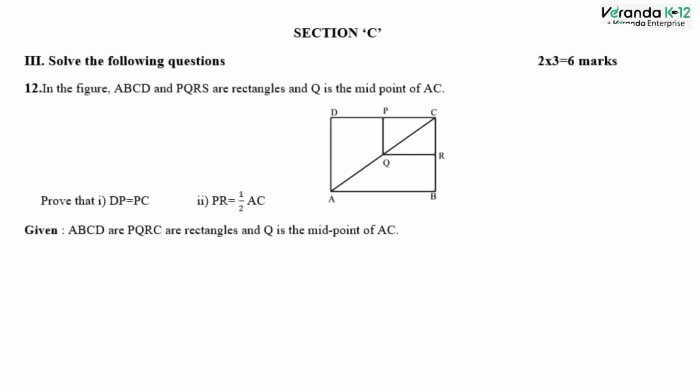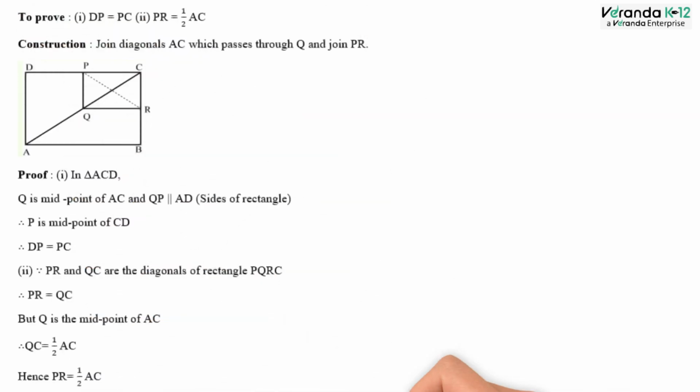Here, given ABCD and PQRS are rectangles and Q is the midpoint of AC. To prove the result, we have to do a small construction. That is, we have to join PR. Then, in triangle ACD, Q is the midpoint of AC and QP is parallel to AD because they are the sides of the rectangle. Therefore, by converse of midpoint theorem, we can say that P is the midpoint of CD. Therefore, DP is equal to PC.